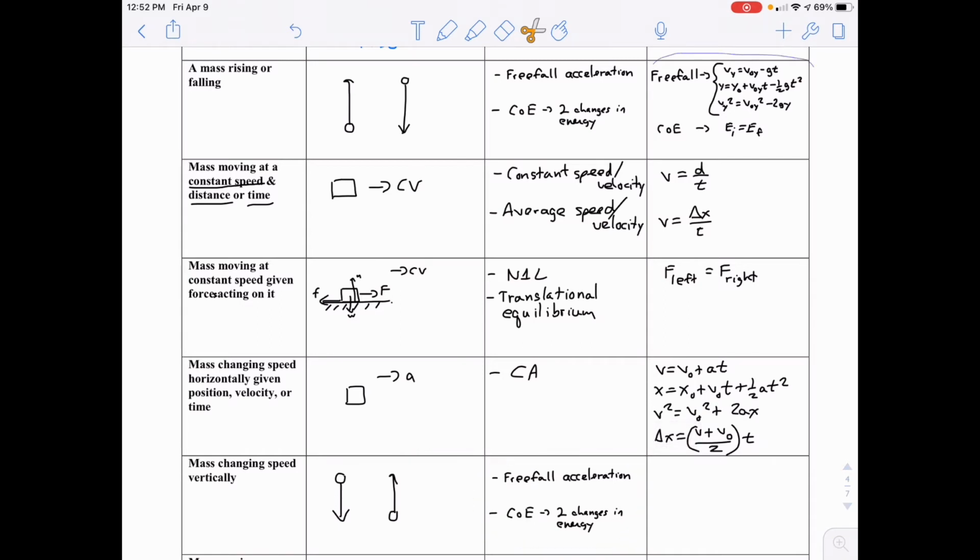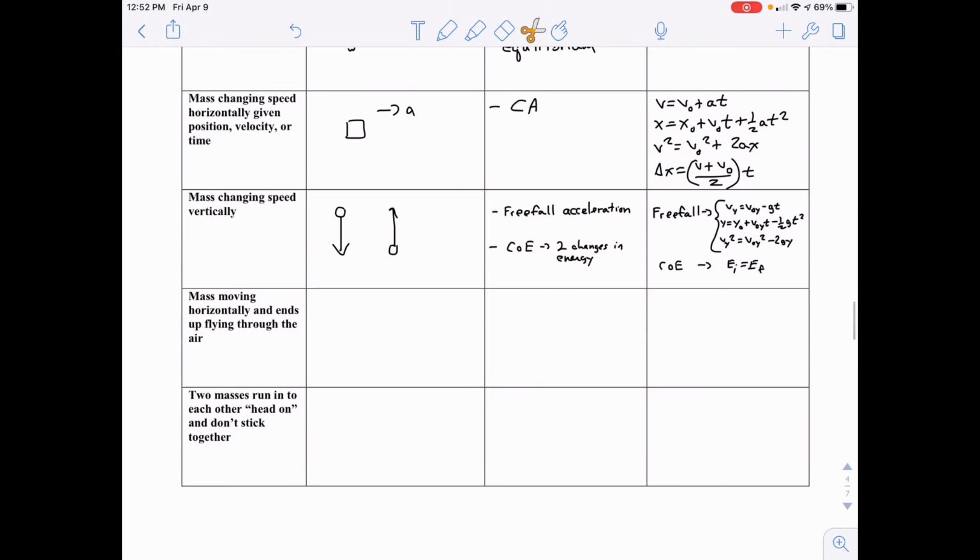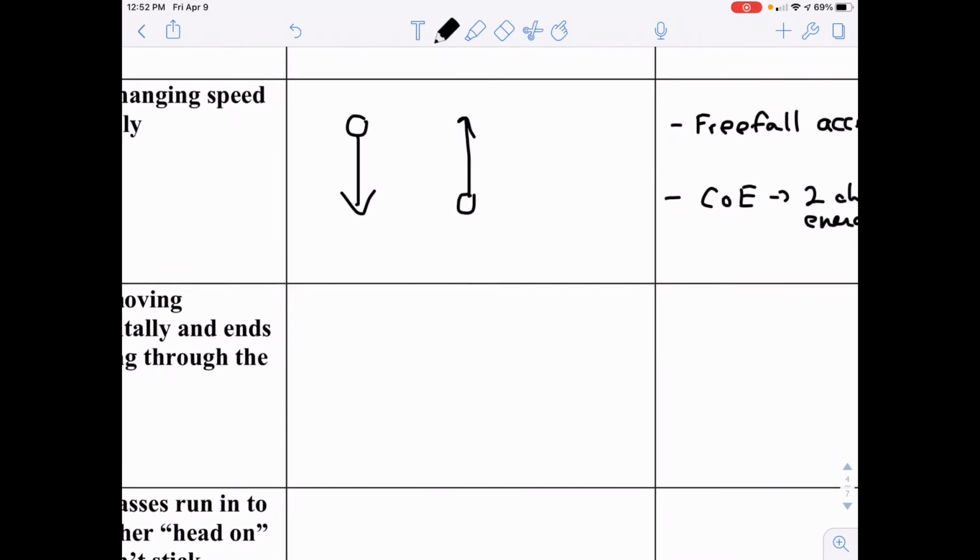And therefore, it would be the exact same concepts and formulas as we presented in the scenario above. Now, what if we have a mass that's moving horizontally but ends up flying through the air? What would that look like?